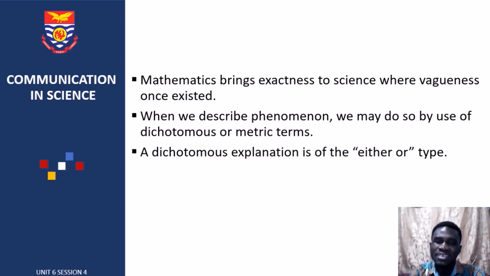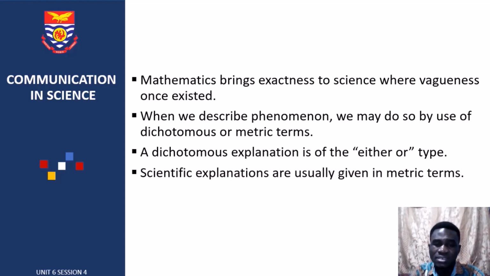So science tries to escape from such explanations because they are too ambiguous. What may be tall to one person may be short to another person. What may be heavy to you may be lighter to me. And so you realize that there is that ambiguity. Scientific explanations for that reason make use of the metric terms.